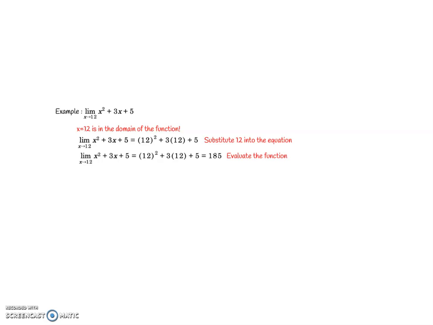Let's look at an example. You have the function x squared plus 3x plus 5, and you're told to find the limit as x approaches 12. You first look: is the value that the function is approaching in the domain? And it is. Then what would you do right after that? Since it is in the domain, you substitute 12 into the equation, then evaluate it, which will give you 185 at the end. This means that the limit as x approaches 12 of the function x squared plus 3x plus 5 is 185.